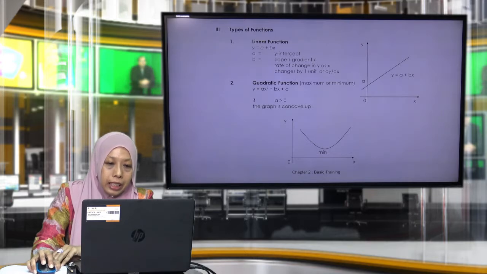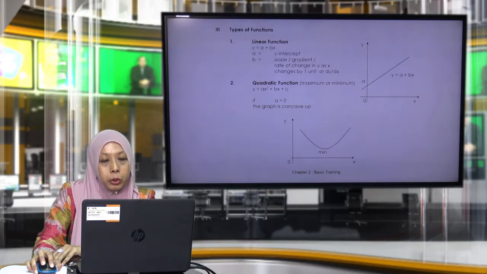And as you can see, this graph cuts the vertical axis at point A. So that's why the intercept is equal to A here. This is an example of a linear function. As we go through this chapter, you're going to deal a lot with the linear function.